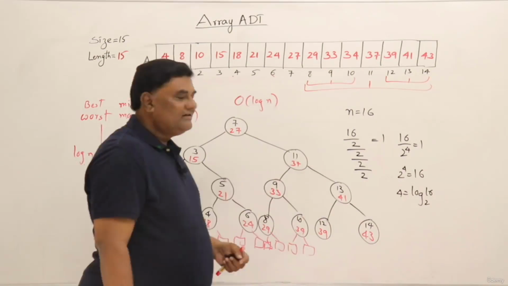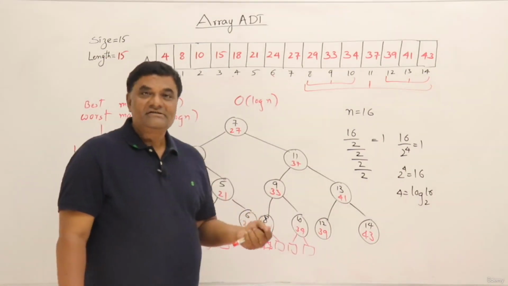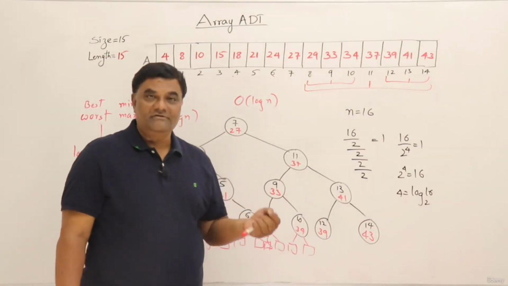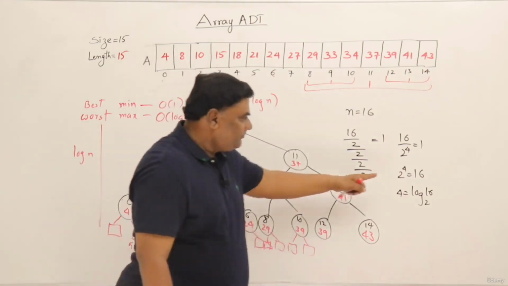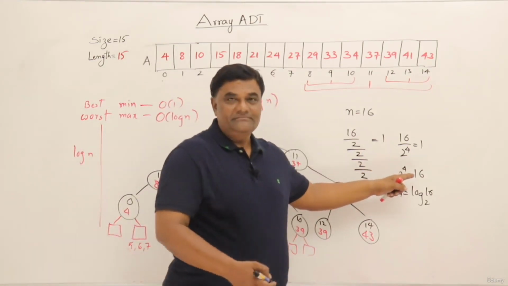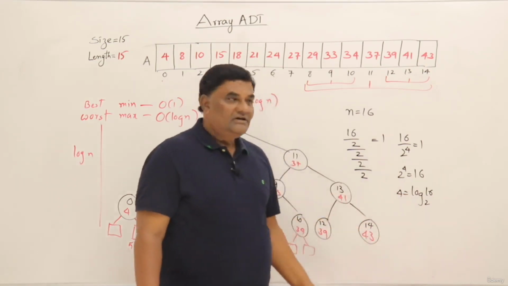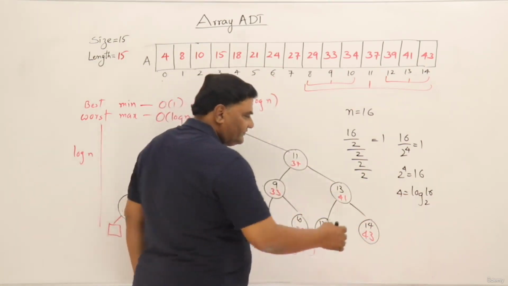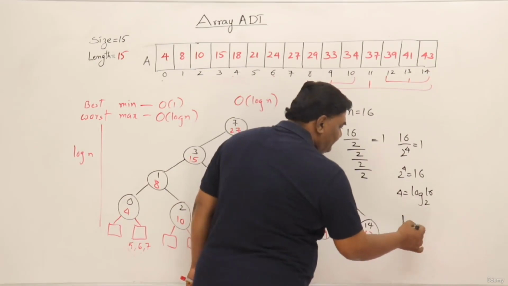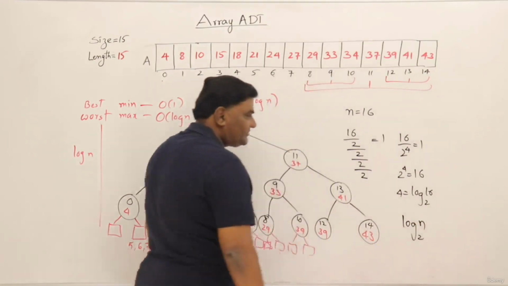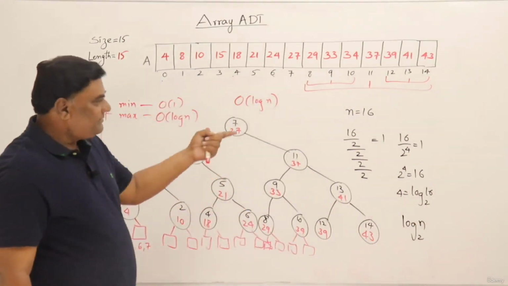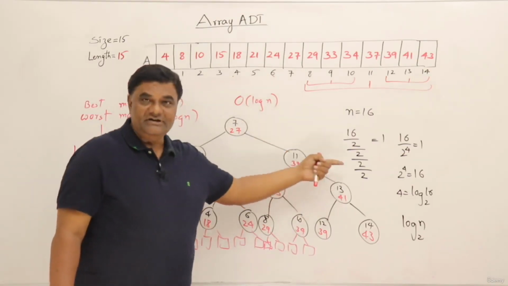So actually, the inverse of power is log. The inverse of power is log. So 2 power 4 is 16. Then how much is 4? It is log 16 base 2. So log n. This means the time taken is log n base 2. I have made it a power of 2 so that I can explain it here.